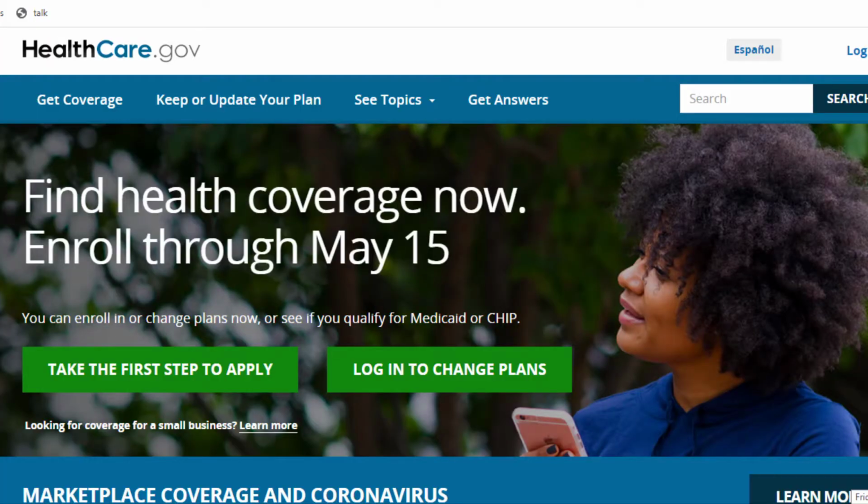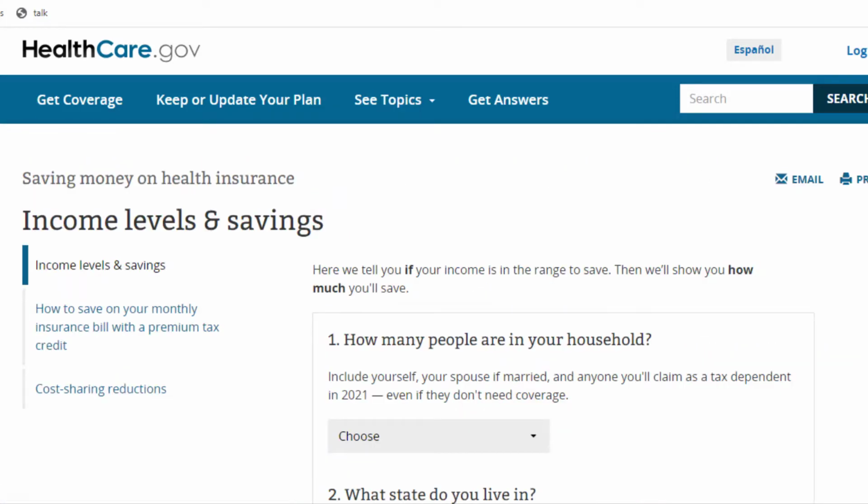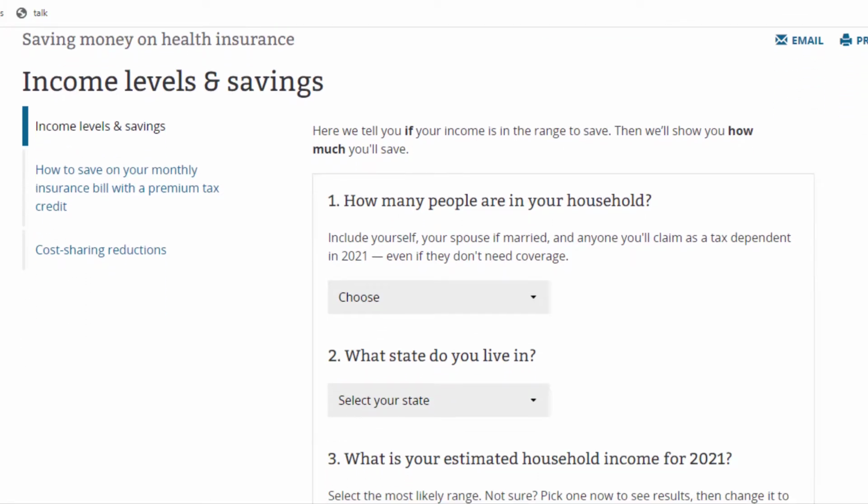Okay, so here's what I mean about those income brackets. We're going to Healthcare.gov, and then I want you to click over here where it says See Topics. And you're going to click on See If You'll Save. It's going to ask you a couple questions, and here's where we're going to look at those different brackets that I've mentioned.